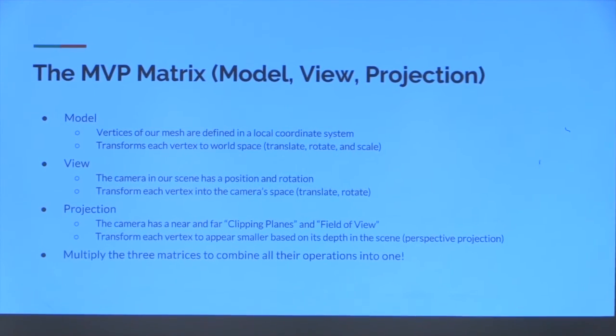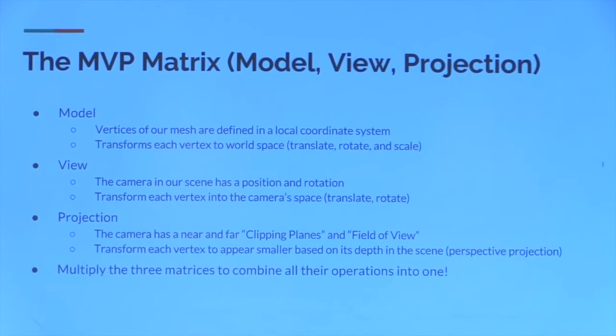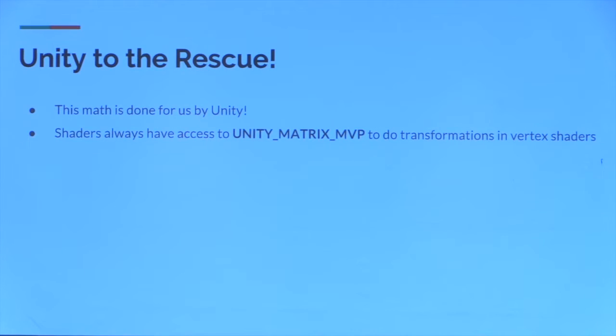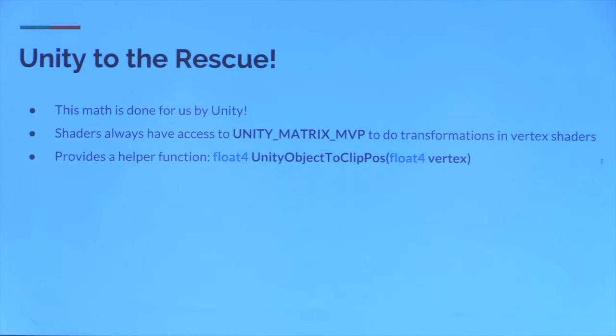So yes, you multiply all these matrices together and you get one big MVP matrix. Oh my God, thank you Unity to the rescue, because you never have to think about this or do this ever again. So brain dump, everything I just said, forget it, not important. The math is done for us by Unity. Shaders will always have access to UNITY_MATRIX_MVP to do these transformations, and then they even make it one step easier. They just give you a function. They just say, give me your position, I'll give you the SV_POSITION. That way you can't mess it up. So just let Unity hold your hand here. And yeah, so let's wrap up the vertex shader so we get to the really fun stuff here.